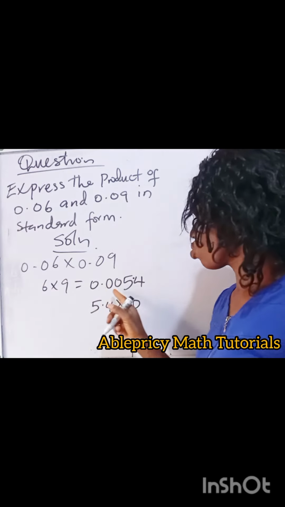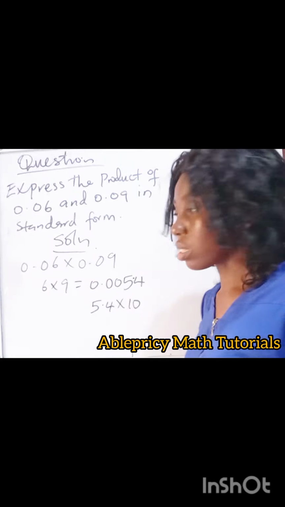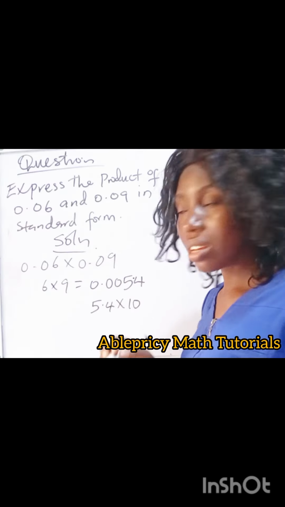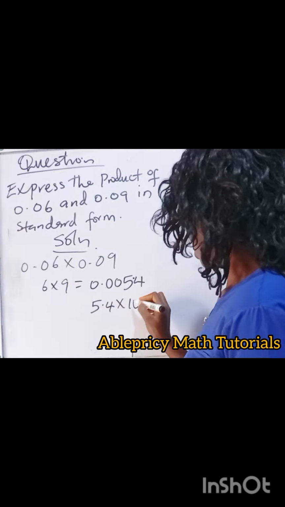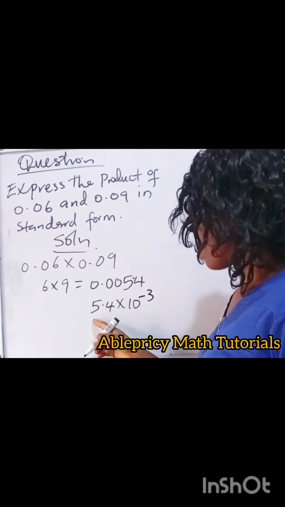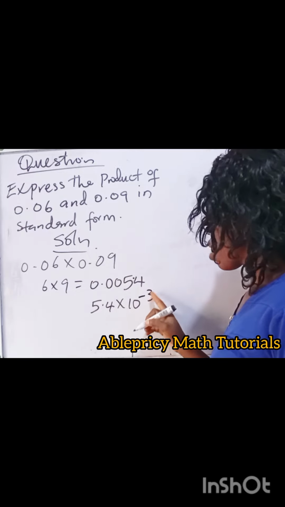How many places did we move before we get to a number? 1, 2, 3. We moved 3 places. Then because this is a decimal, our power will have a negative sign. So we have raised to the power of -3. So the answer now is 5.4 times 10 raised to the power of -3.